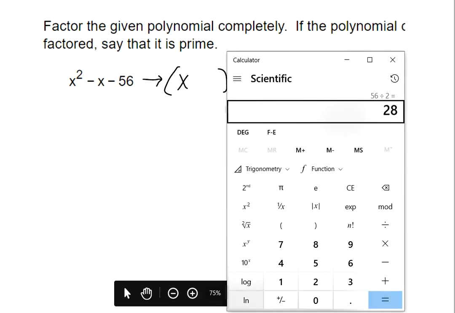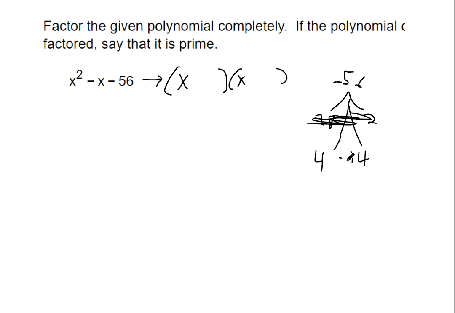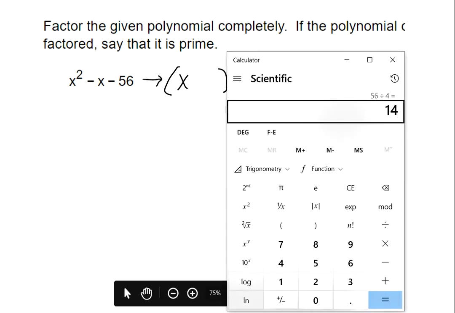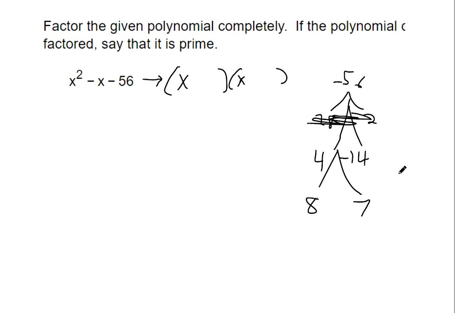If you try some other ones, maybe 56 divided by 4, that makes 14. Maybe negative 14 times 4. Negative 14 times 4 makes negative 56, but negative 14 plus 4 makes negative 10, not negative 1. So if you keep going, maybe 56 is divisible by 8. It is. 8 times 7 makes 56. How can we do negative 7? 8 times negative 7 makes negative 56, just like it's supposed to.